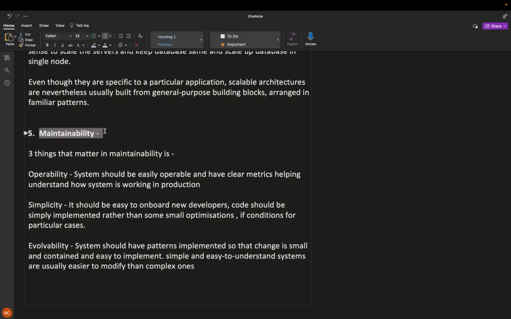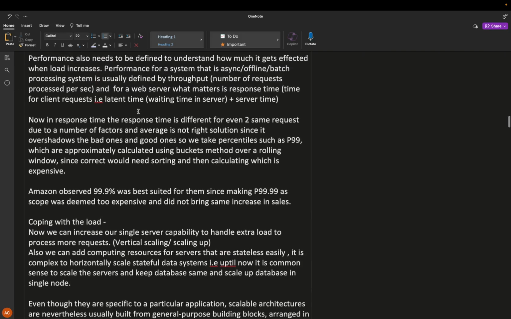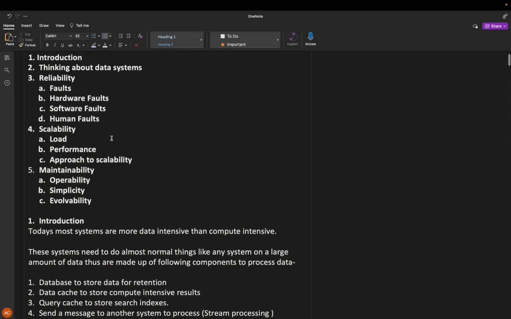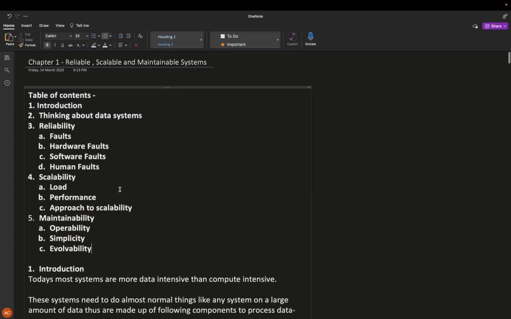So that is all from my side for data systems, the characteristics we need, and how we handle those characteristics.